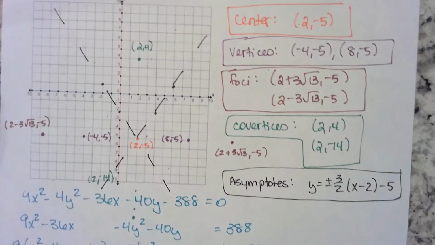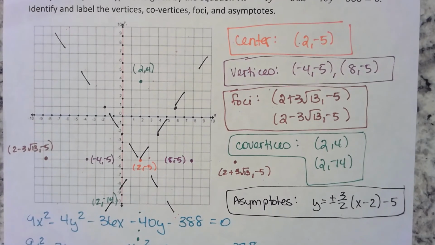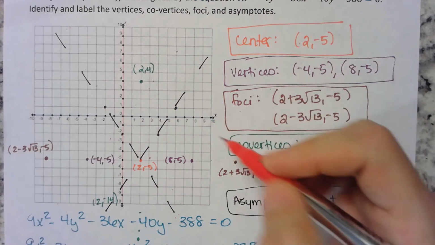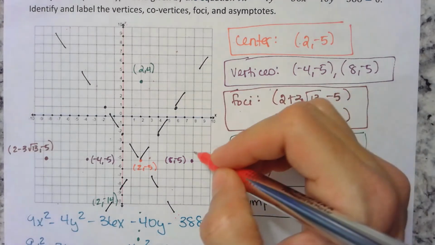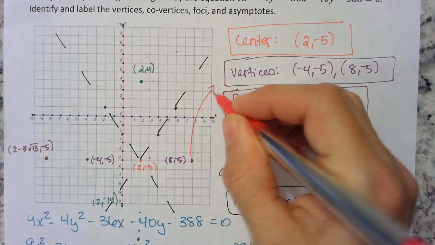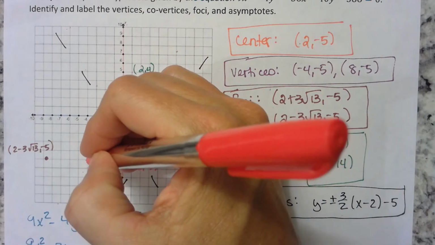We have all of the information they asked us for. We're only missing our graph. So the graph of this hyperbola, where are our vertices? They are here. So this graph looks something like this. I know it's not the most beautiful, but there we go.